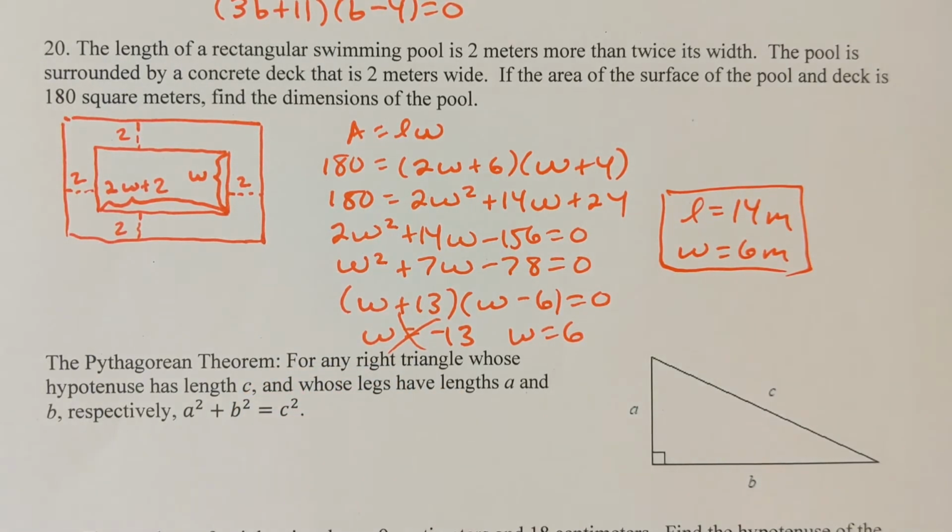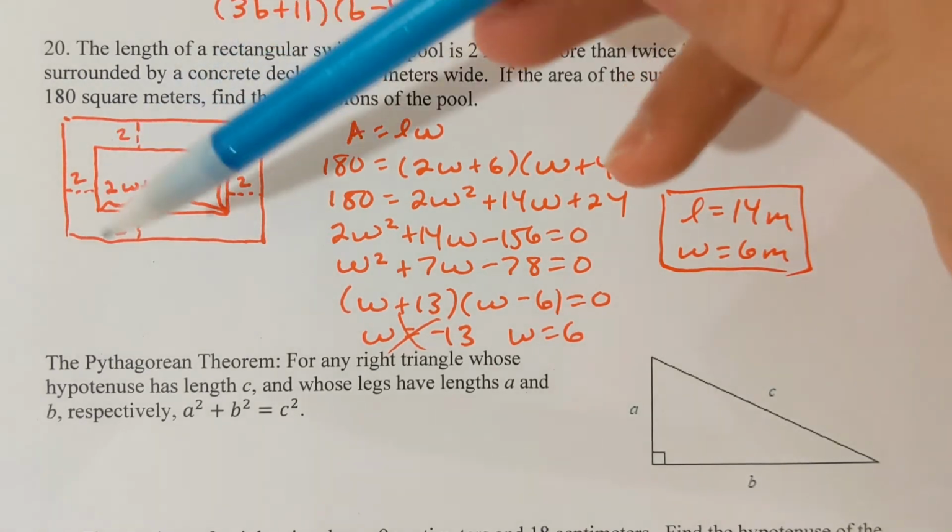Here's another one, problem 20. The length of a rectangular swimming pool is 2 meters more than twice its width. The pool is surrounded by a concrete deck that is 2 meters wide. And if the area of the surface of the pool and the deck is 180 square meters, find the dimensions of the pool.